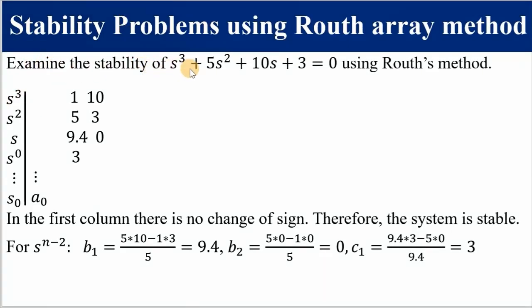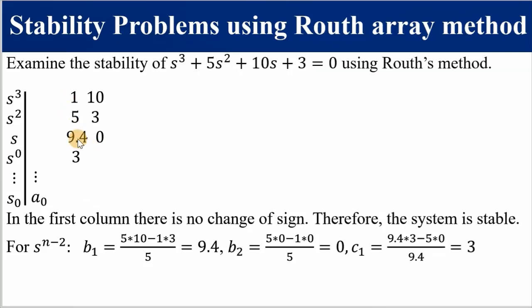Another question: examine the stability of s to the power 3 plus 5s squared plus 10s plus 3 equals 0. This is a characteristic equation, and we are told to use the Routh-Hurwitz stability criterion. This is our A0, and this is our A2. This is our A1, and this is our A3. Please, guys, take note of how you build the Routh-Hurwitz tabulation or array.